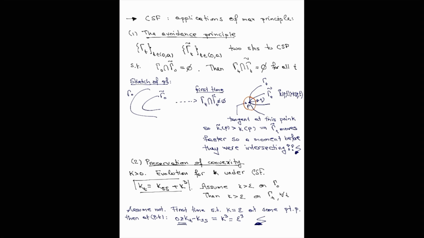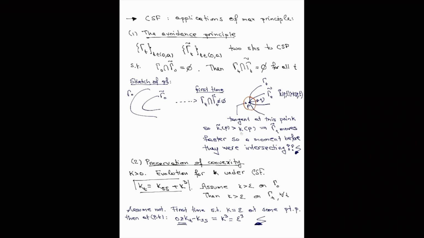Okay, so here's my gamma t, and inside it, gamma tilde t. So they're tangent, they have the same normal at that point. And because you see gamma tilde lies inside gamma, it curves a lot more. So the curvature of gamma tilde at this point is bigger than the curvature of gamma at the same point, which I denote by kappa tilde and kappa. So kappa tilde is bigger than kappa.